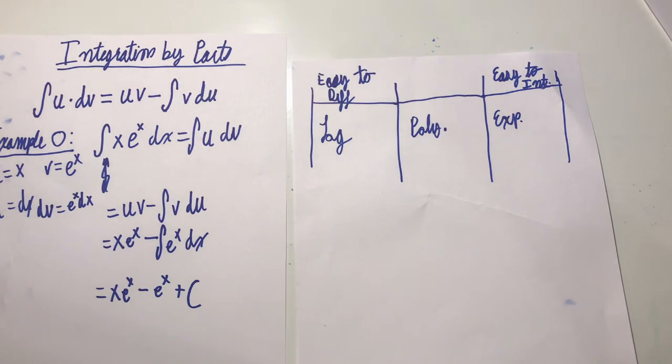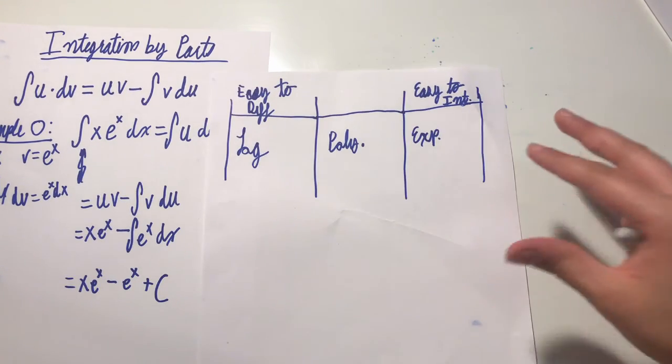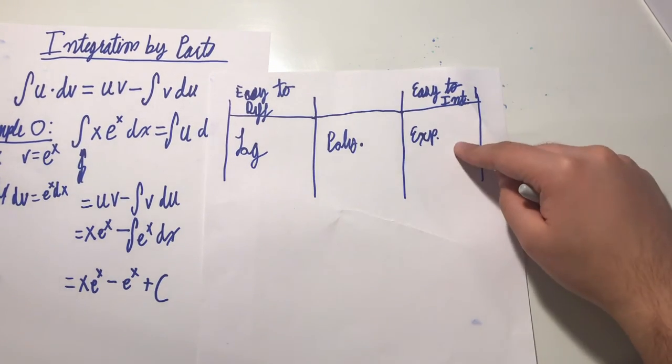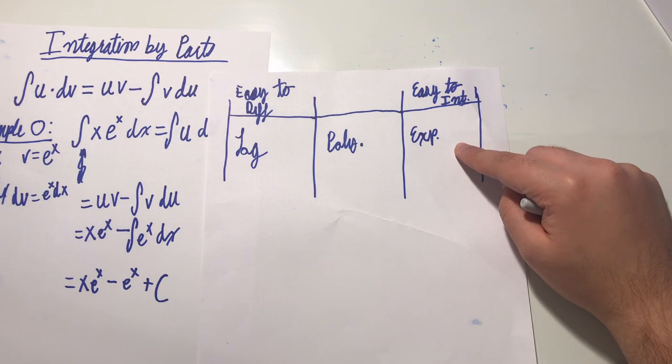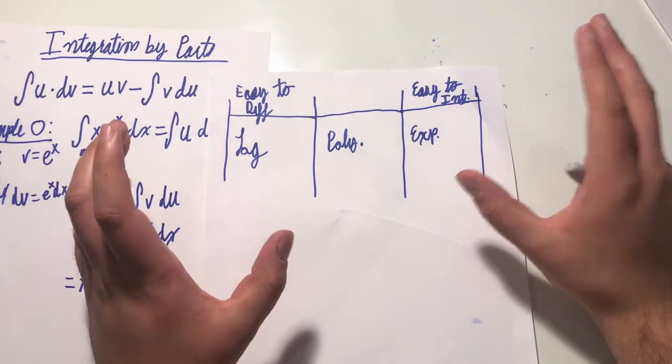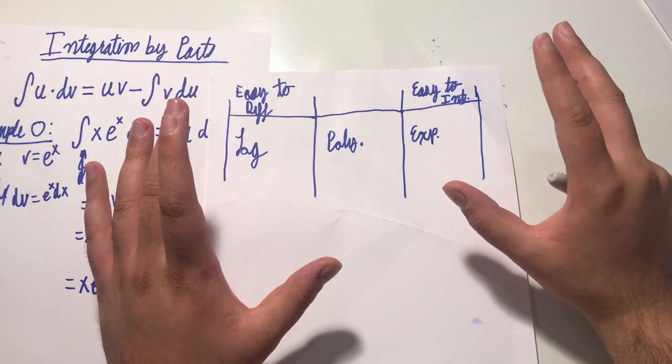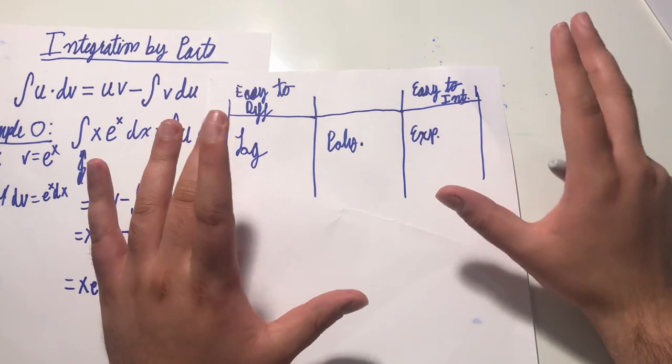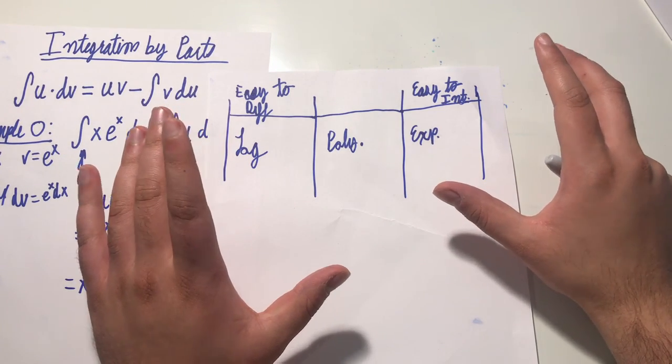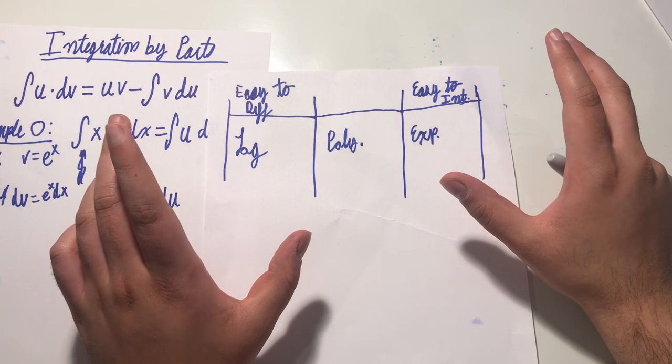What do you make dv? What are the things that are easiest to integrate? Exponentials are your classic example of that. And based off that, that's what determines what you make u and what you make dv. Now, this is definitely one of the more complicated topics.